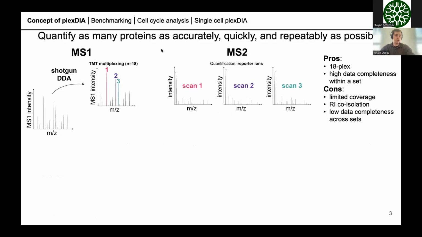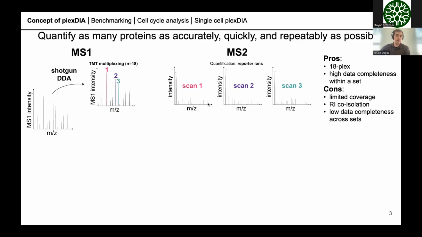So the goal is to quantify as many proteins as you can, as accurately and quickly and repeatably as possible. One proven method is to do shotgun DDA, where you can do TMT multiplexing. In this case, you have these samples that you are running in parallel. So you have these precursors that are eluting in this MS1 scan that are basically a superposition of each other. And you're going to sequentially send each one of these precursors for fragmentation and then an MS2 scan.